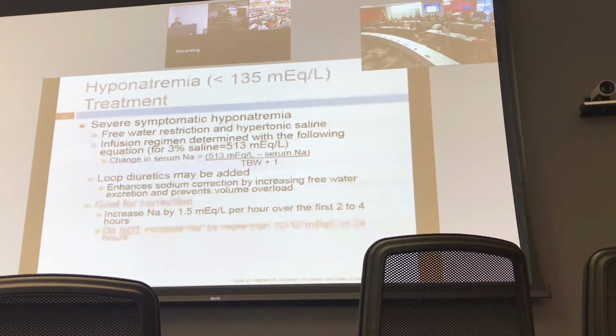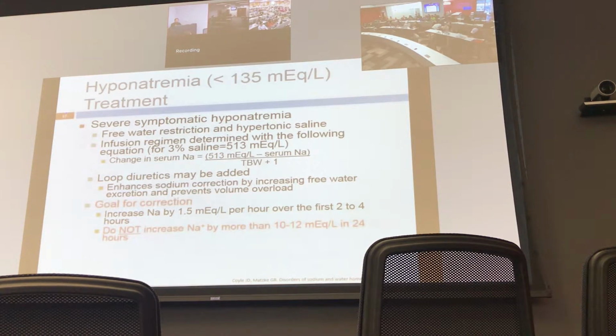You may use diuretics to help get some water off. That will enhance the effects of the hypertonic saline because essentially you're removing water, so you're concentrating the sodium in the body and you're adding additional sodium. Your goal for correction as a general rule should be don't increase your sodium by more than 10 to 12 milliequivalents in 24 hours. So the risk here is osmotic demyelination syndrome.